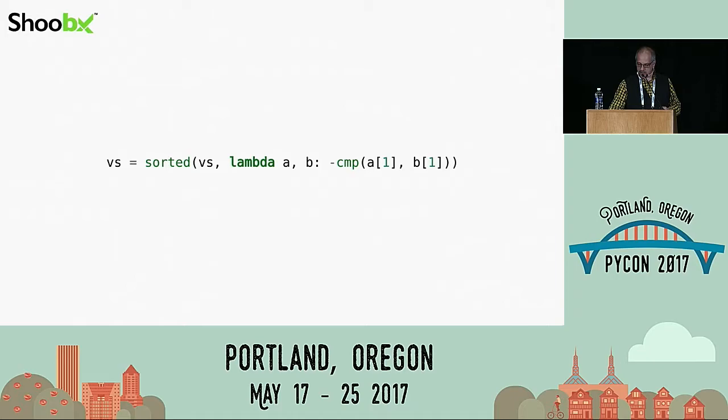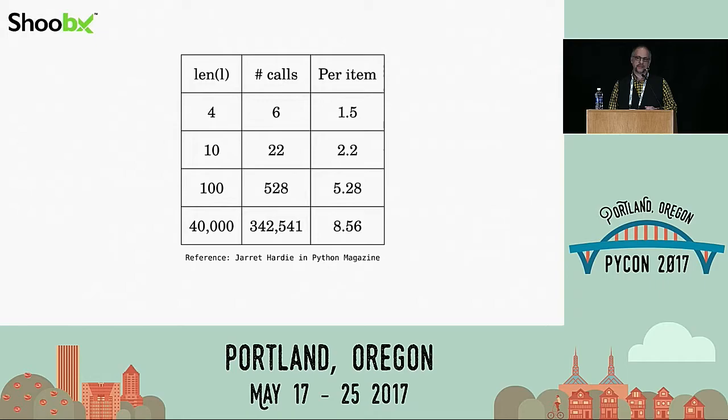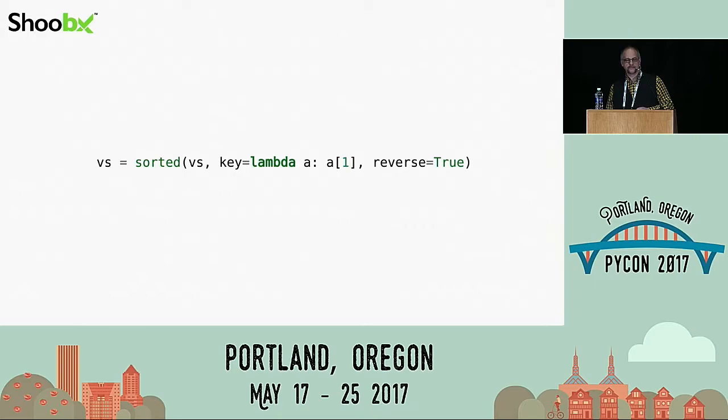But a comparison function, it compares pairs, and the longer the list is, the more pairs there are. So long lists get very many calls per item. For 40,000, it's about 8.5 calls per item. And it also has two get items. So you get 680,000 calls to get item, basically, when you use a comparison function.